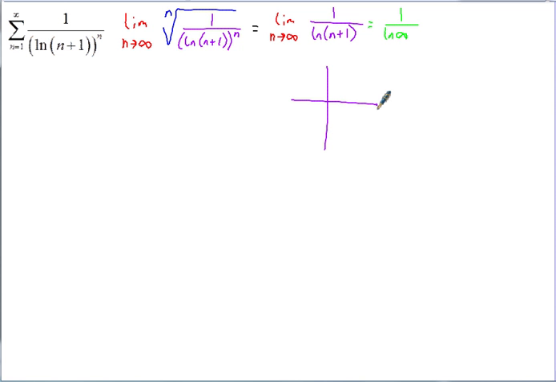And the natural log of infinity, well, our natural log graph looks roughly like this. So it does keep going up and up forever, even though it's kind of slow right there. So since that denominator gets bigger and bigger, and the numerator is just 1, you can see the denominator gets so big that this is approaching 0. And since 0 is less than 1, that tells us that this series converges.